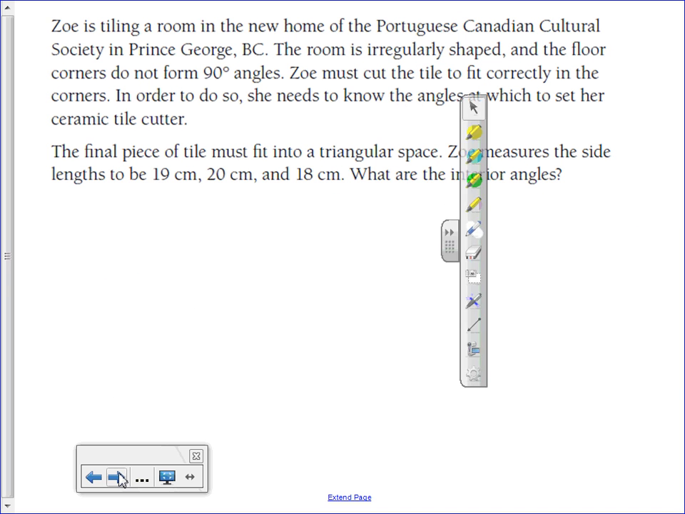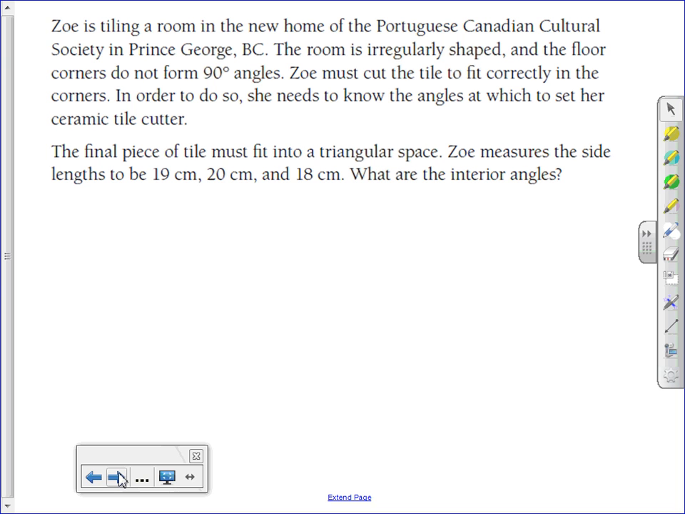Another skill that you're going to have to develop here is drawing a situation out. So you can see here we have a big paragraph of information. How are we going to draw that out? I just wanted to show you here that you've got to draw things out carefully. Even as I read through it myself here, it's about tiling. And there's a last piece that's going to be triangular. And it's got to be 19 by 20 by 18. So 19 by 20 by 18.